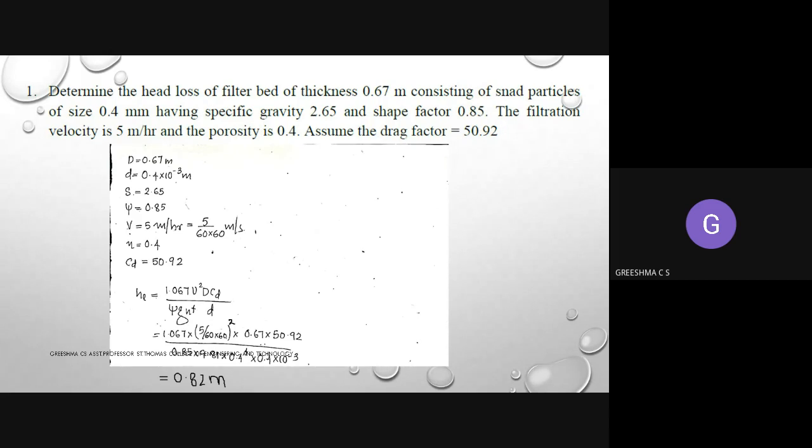Okay, so determine the head loss of the filter bed of thickness 0.67 meters consisting of sand particles of size 0.4 mm having a specific gravity of 2.65, shape factor 0.85. The velocity of filtration is 5 meter per hour and porosity is 0.4. Assume the drag factor is 50.92. Okay, all of you please write down this question.